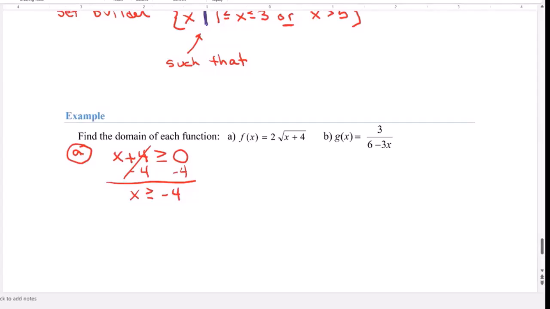So I can write this again in both set builder and interval notation. Set builder notation would be x such that x is greater than or equal to negative 4. That's it. Interval notation would look like this. I can start at negative 4, I include it, and it doesn't have an ending point. I can go all the way to infinity, and infinity always gets parentheses.